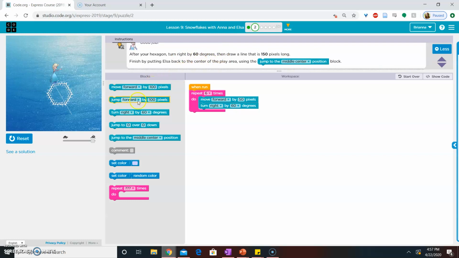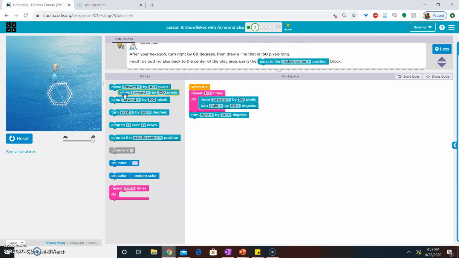So let's look over at our block options. We've got turn right by some degrees. And I only want her to do that once, right? I don't need that to be in this loop. Since I only want her to do it one time, I'm going to have it on the outside of the loop. So she's going to do all of this, like the move forward, turn right, she's going to do that 6 times before she gets to this one.